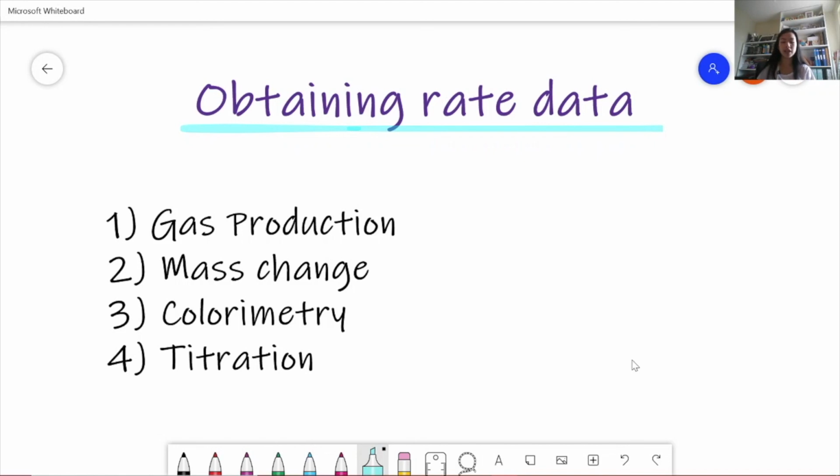For titration, we regularly take samples out at different times and then titrate these samples. So this is again a continuous rates method, and then by titrating we can find its concentration, and we can plot concentration over time and find the gradient to find the rate.